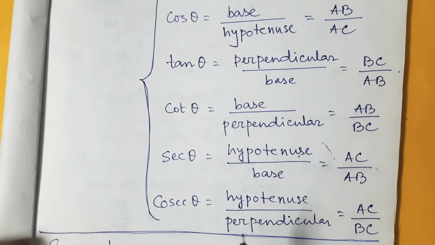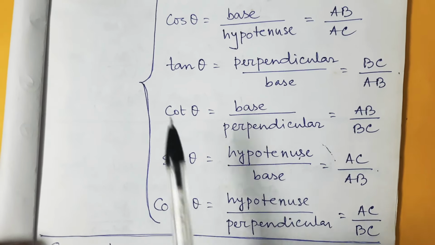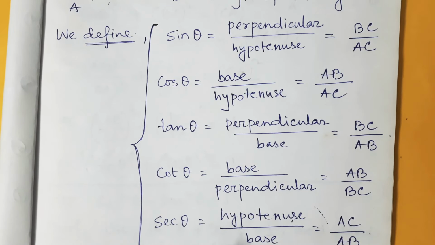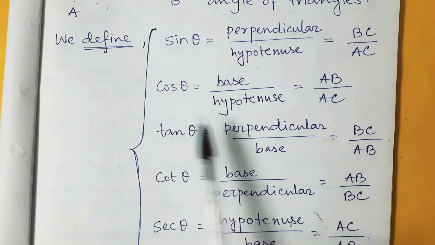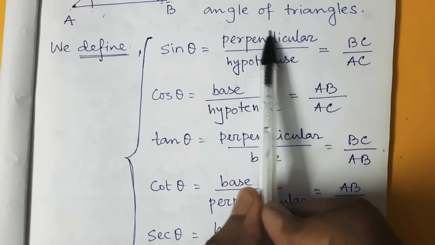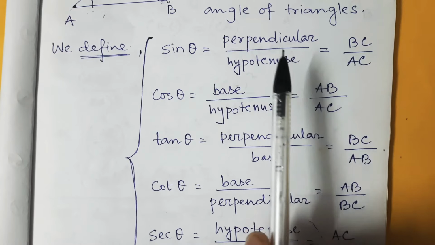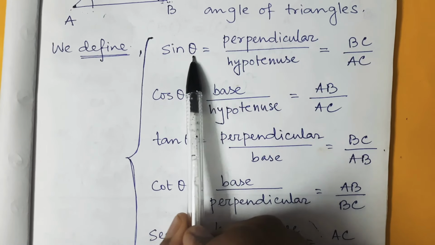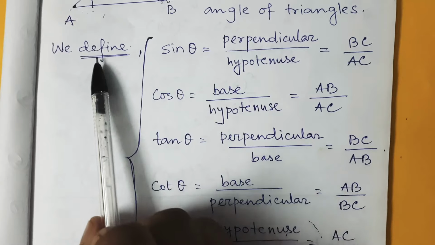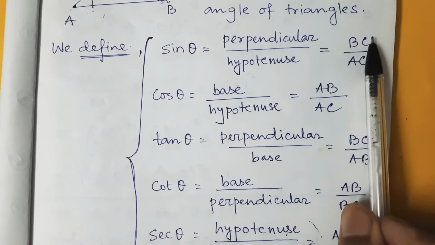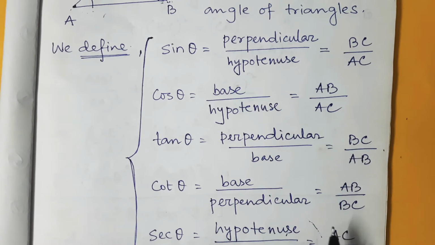Now you should not ask the question of why sin theta is equal to this, cos theta equal to this, tan theta equal to this, and so on, because I said that we define these ratios. That means this ratio, perpendicular by hypotenuse, we are denoting by sin theta. We are defining it, there is no reason behind it. For the time being you just ignore these quantities, I am coming to that in a while.